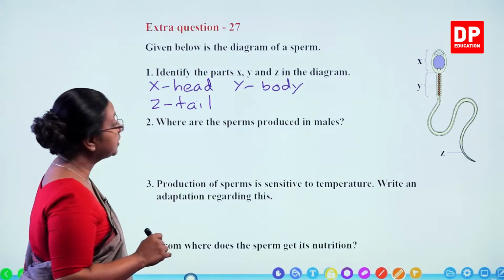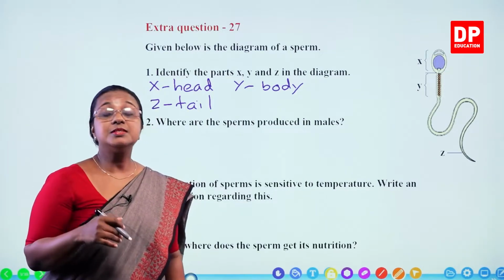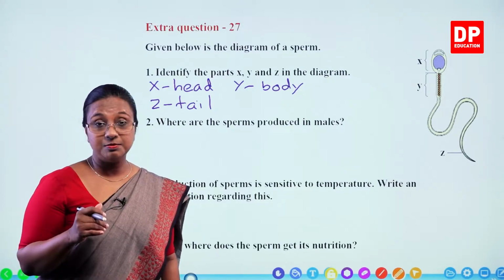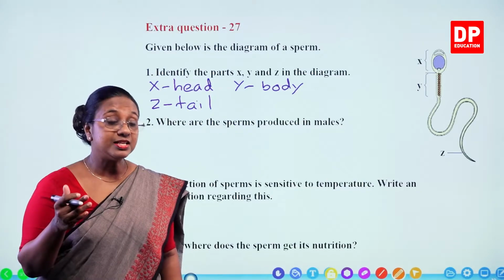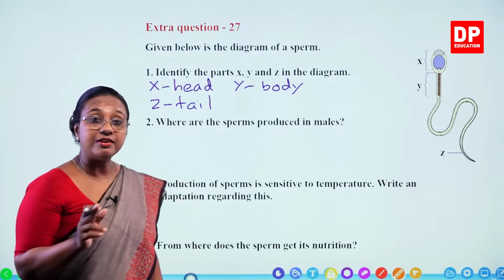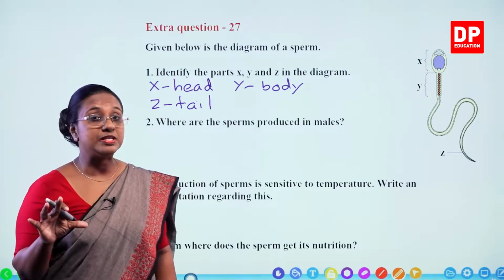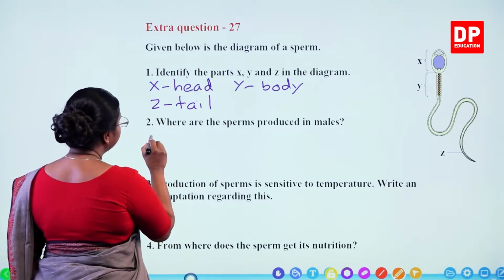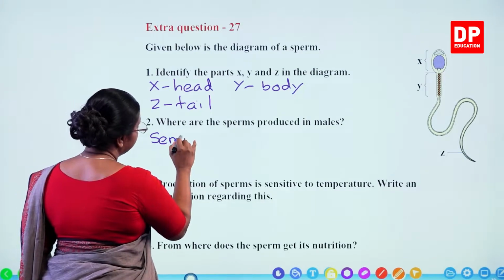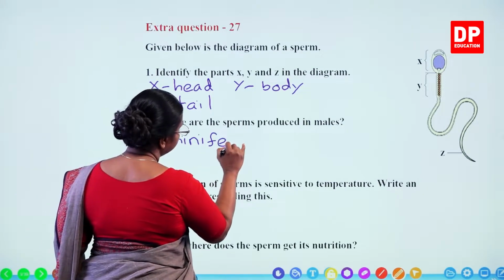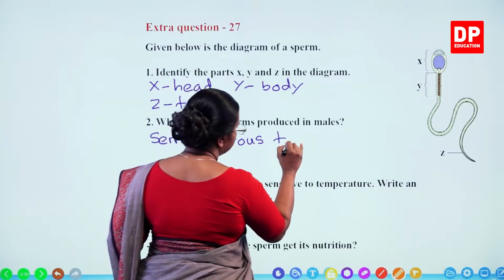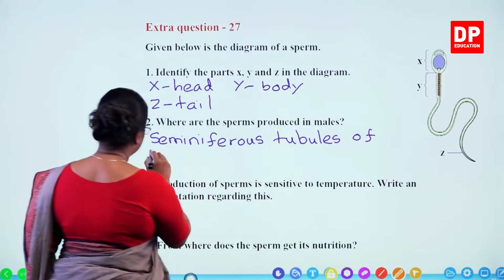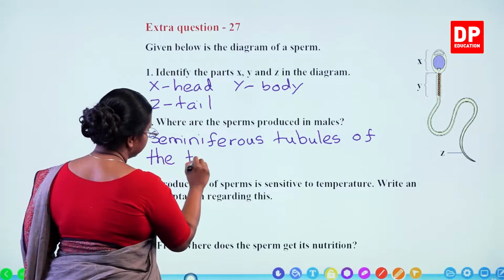Where are the sperms produced in males? Where does the sperm production take place? Inside the seminiferous tubules of the testes. That is where the sperm is produced. You can write testes, or to be more specific, you can say seminiferous tubules of the testes. I will write the full answer. Seminiferous tubules of the testes.